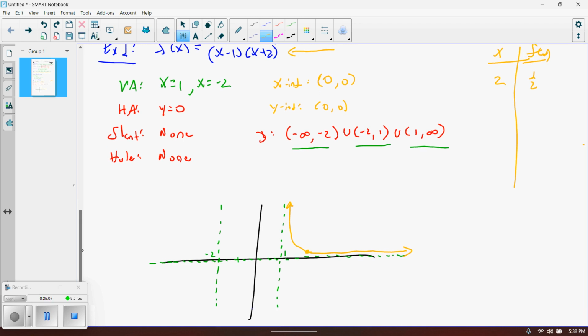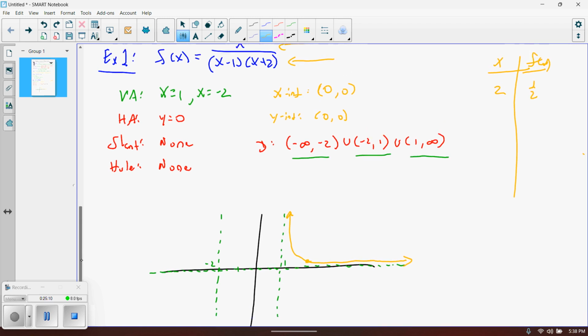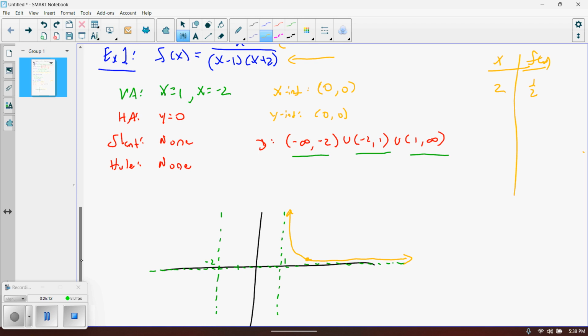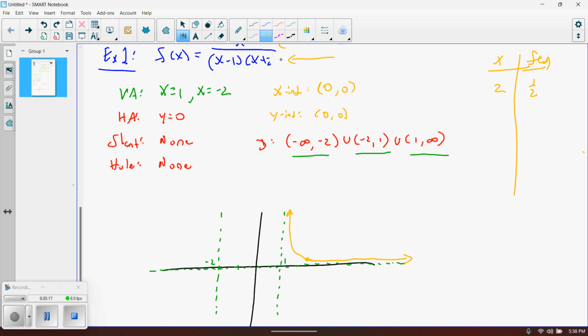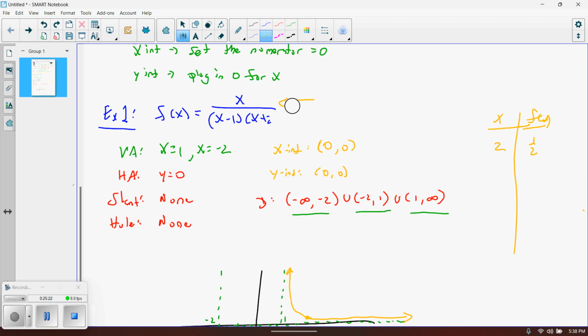So we look at the left-hand portion. It's the same general idea. Pick a value which is to the left of -2, such as -3. If I plug -3 into the top, I'd have a negative on the top. -3 minus 1 in the bottom is a negative number. -3 plus 2 is also a negative number.